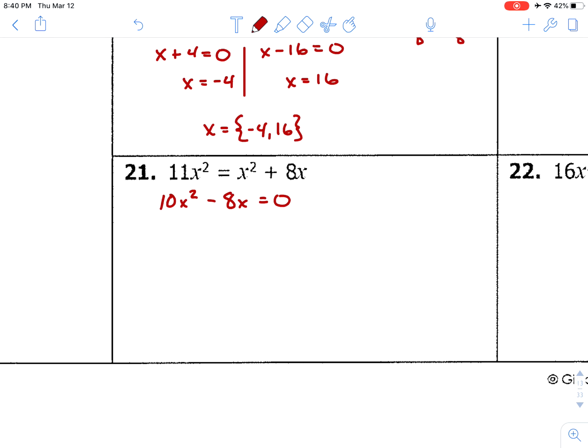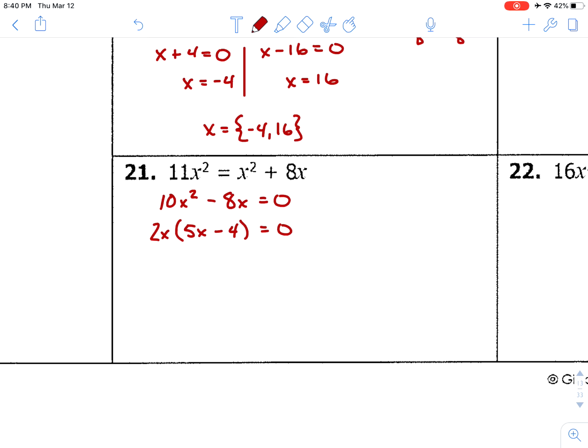So let me come back to one of the things we always should check for first. Do we have a GCF? Right, I've got a 10x squared and an 8x. And in both cases, I have an x. I do have a numerical GCF here as well, so it's going to be 2x. When I factor out a 2x, I'm going to be left with 5x minus 4 equal to 0.